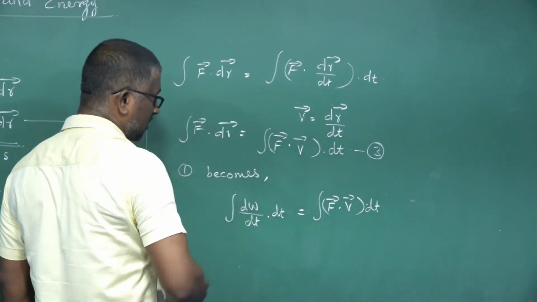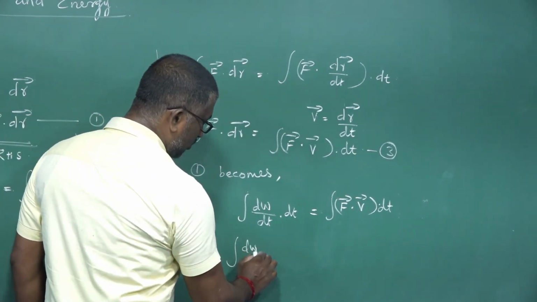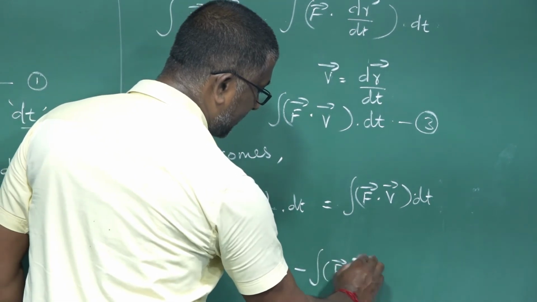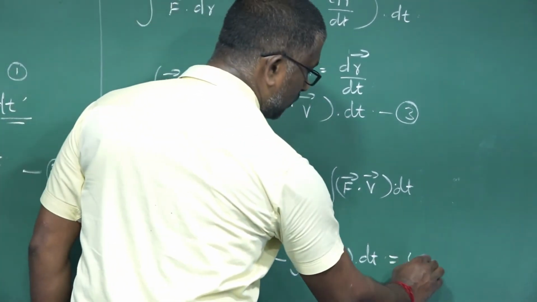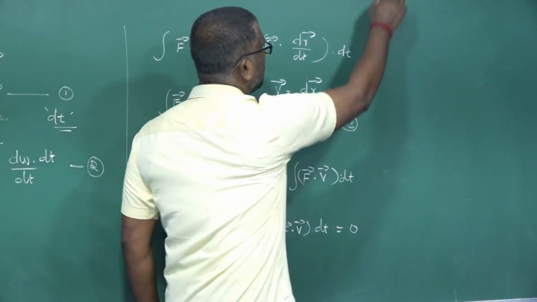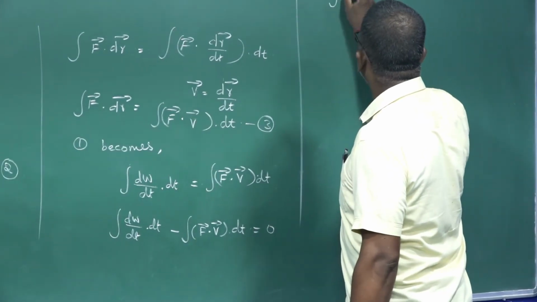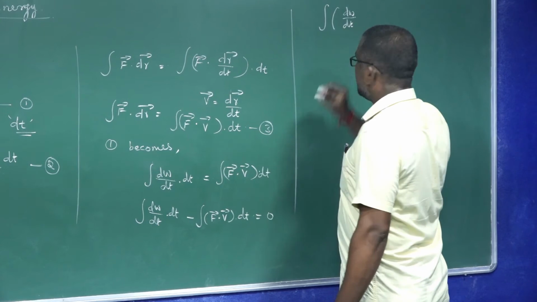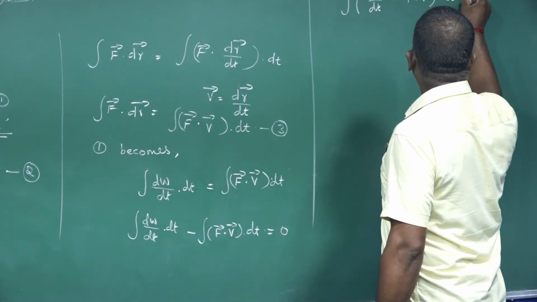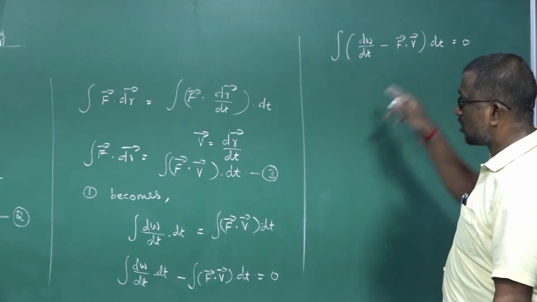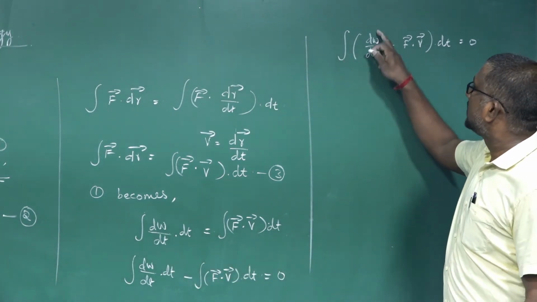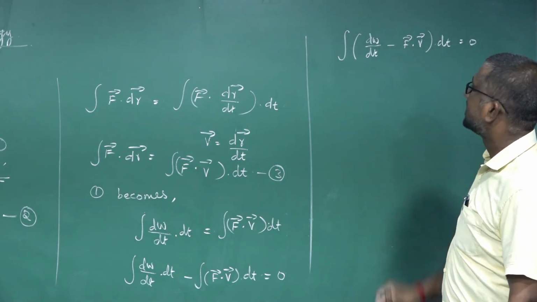Now take this term on the left side: integration of dW divided by dt into dt, minus integration of F vector dot v vector into dt, which is equal to 0. Here integration and dt are common, so take them outside. Then this equation becomes integration of (dW divided by dt minus F vector dot v vector) into dt is equal to 0.